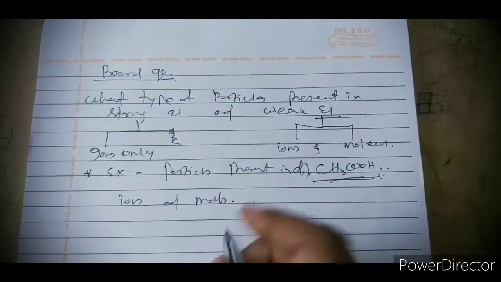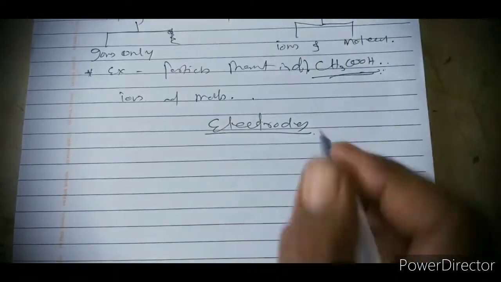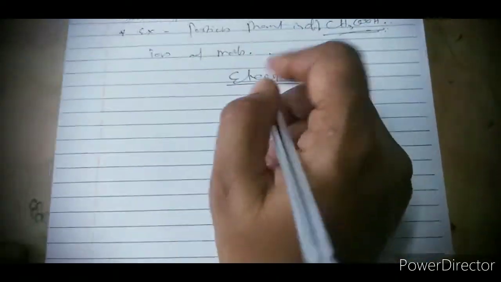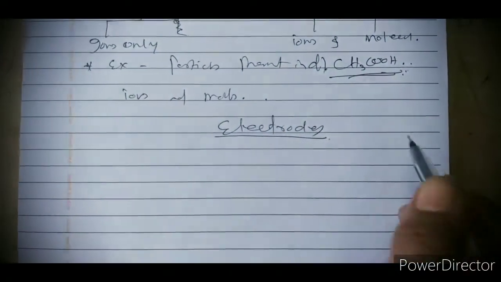This part is over. Now we will go for electrodes. We have taken this one. These are the substances through which the direct current comes.